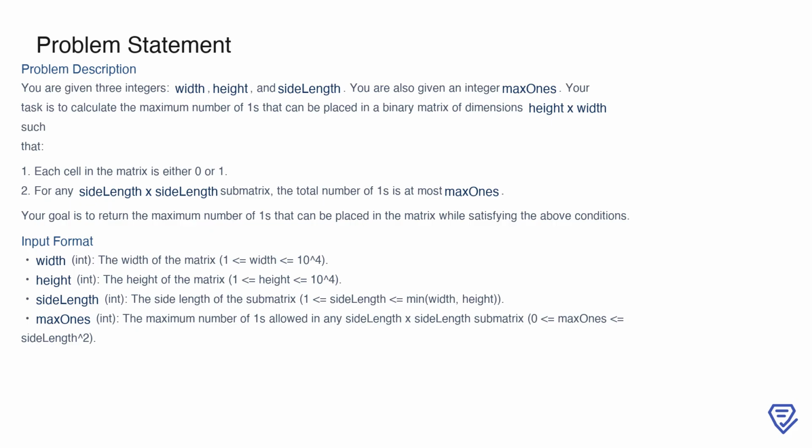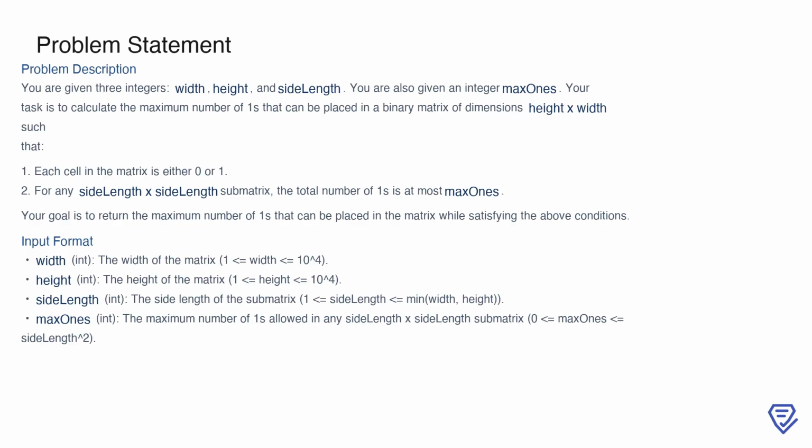height. Each cell in this matrix can either be a 0 or a 1. Additionally, you are given a side length, which defines the dimensions of a smaller square submatrix, and a value maxOnes, which sets the maximum number of ones that can appear within any submatrix of size side length x side length. Your objective is to determine the maximum number of ones that can be placed in the entire matrix while ensuring that every side length x side length submatrix adheres to the maxOnes constraint.